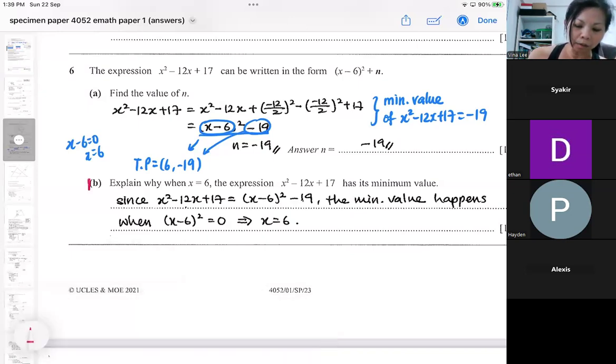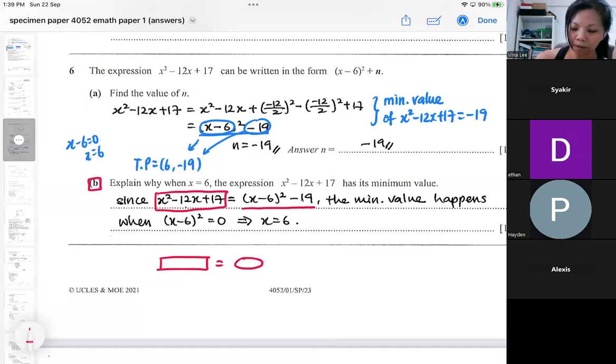Okay, part B is the one that is very confusing. They ask you to explain why when x equal to 6, the quadratic has a minimum value. So what you should do is say something like, the quadratic is in completed square form. I want you to see the quadratic as something like this: something minus something. The quadratic is right now something minus something. Okay. So you will get the lowest.